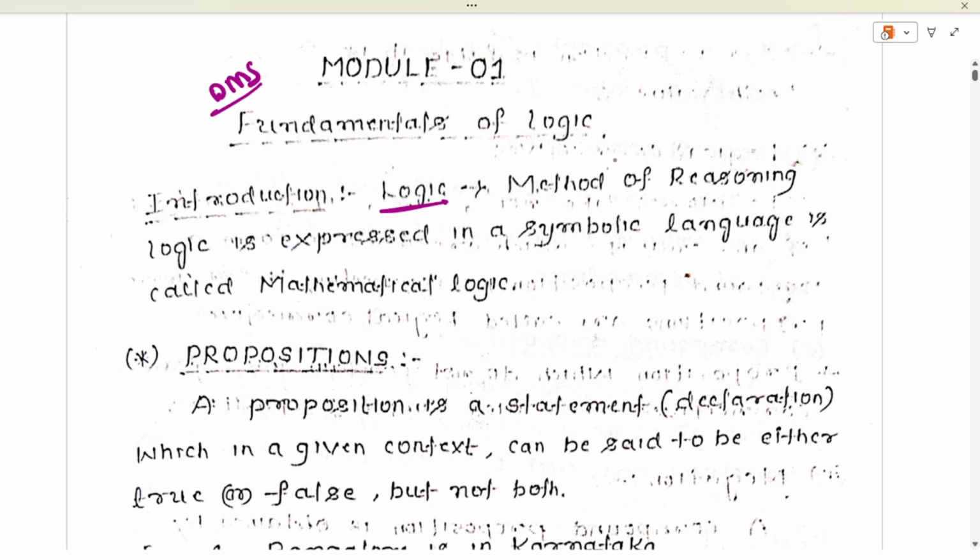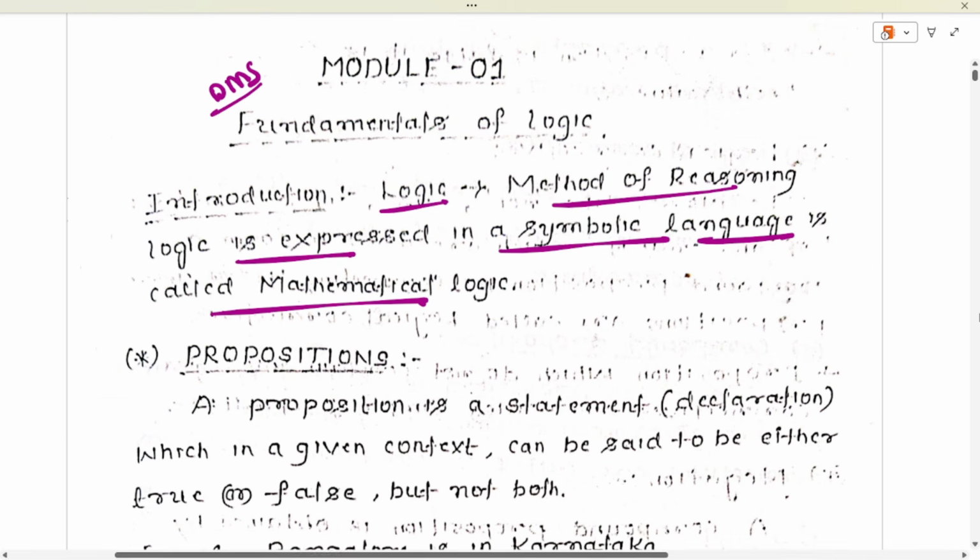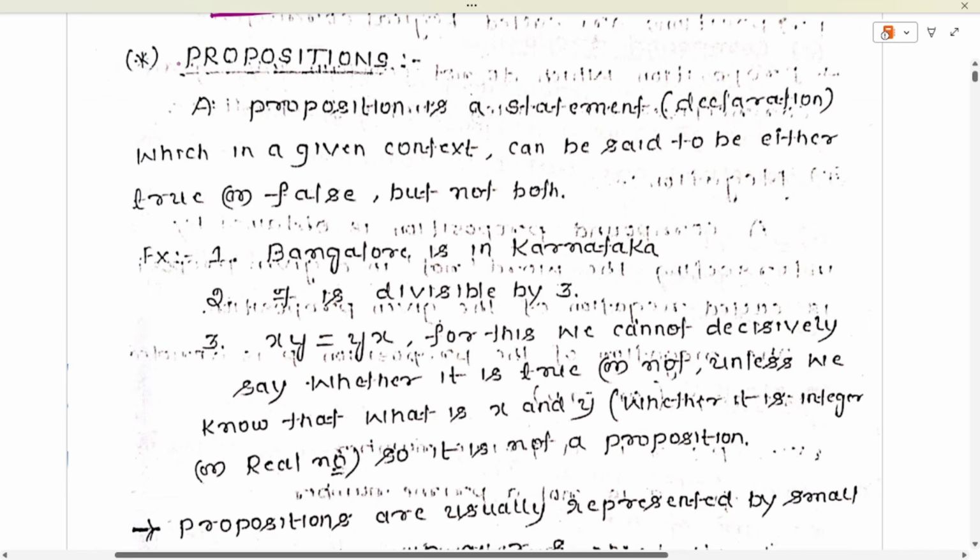First, there is logic, that is, method of reasoning. What does logic mean? Method of reasoning. Logic expressed in symbolic language is called mathematical logic. This is one of the important ones. And next comes the important definition, that of a proposition.